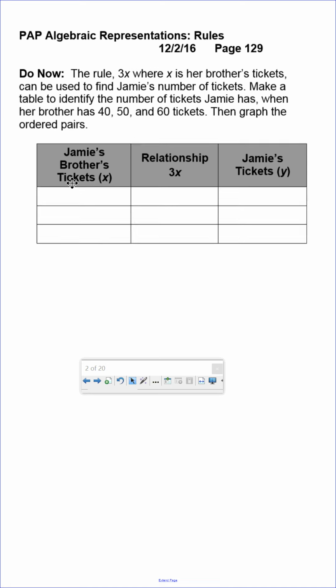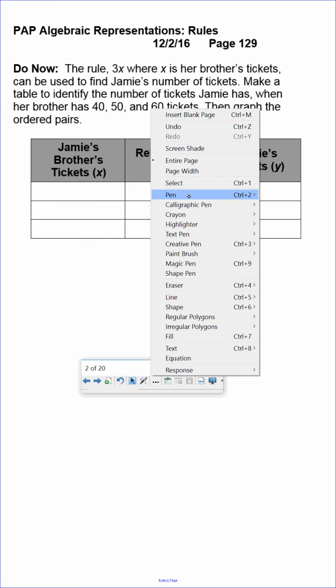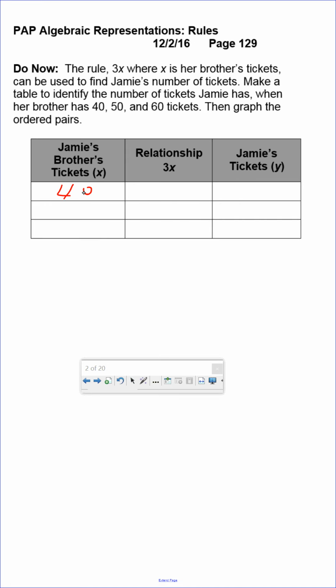Her brother has 40, 50, and 60 tickets. According to this, Jamie has 3x. The relationship is 3x. That means 3 times the x. And what is x? x is a variable. A variable is a letter or symbol that represents a number. And the numbers they gave us are 40, 50, and 60. So she has 3 times the number of tickets that her brother has. That means she has 120 tickets.